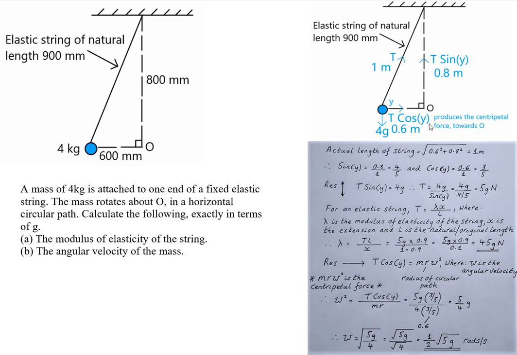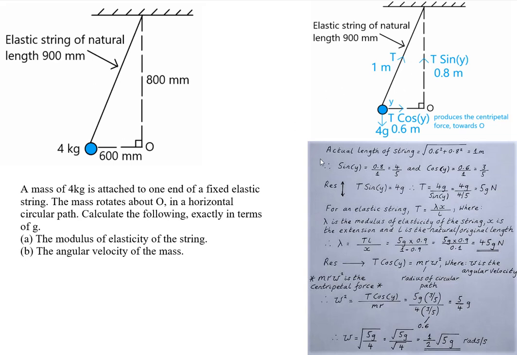T cos y will actually produce the centripetal force towards O. There is also the weight of the 4 kilogram mass acting vertically downwards with a magnitude of 4g. Because the answers are required in terms of g, we cannot just work angle y out in degrees, so we will need to find sine y and cos y as fractions.